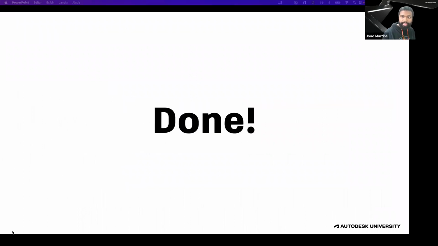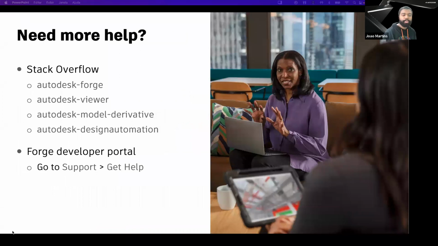And that's it, done. If you need more help, you can always count on us through Stack Overflow, using the proper tag depending on which API you need help with. You can also go through support. You can schedule a meeting with us. You can send us your doubts and questions through forge.help@autodesk.com.